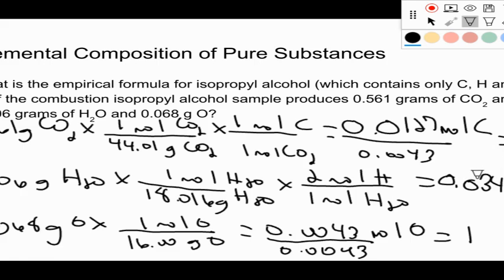And then on this one, 0.0340 divided by 0.0043 comes out to 7.9. Again, that's going to round up. So this is going to round up to 8. So my final formula, carbon is always listed first, is going to be C3H8O.